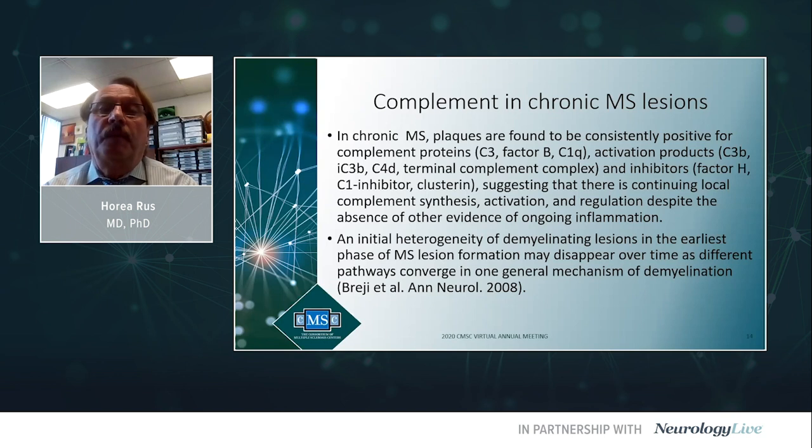and it happens in absence of other ongoing signs of inflammation. This data also suggests that the initial heterogeneity of demyelinating lesions may disappear over time, and all those pathways converge to one general mechanism of demyelination in the chronic lesions.